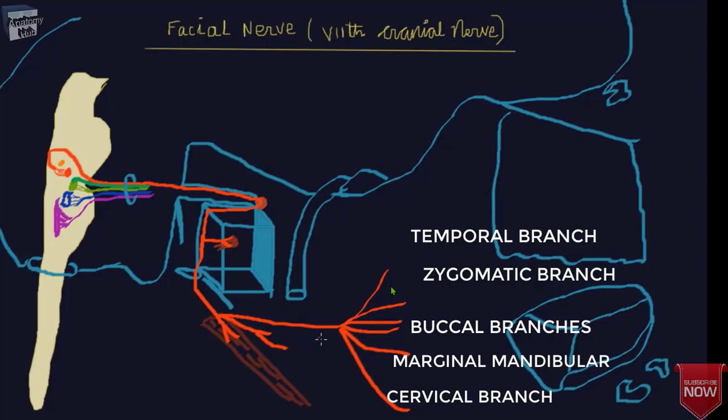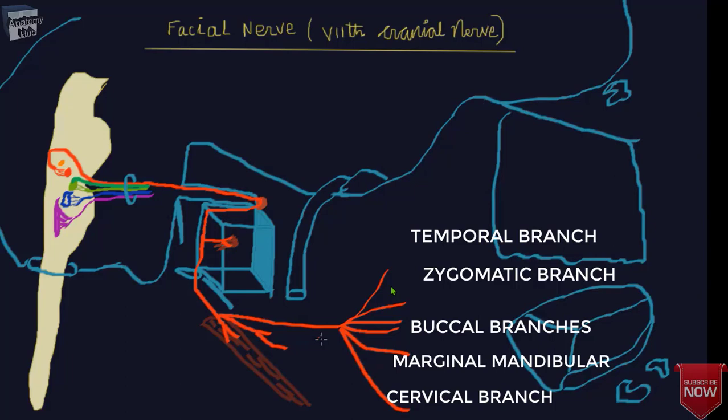It doesn't innervate the parotid gland, that you have to remember. As it exits the parotid gland, it forms the parotid plexus and divides into 5 motor branches to supply the different muscles of facial expression of the head and neck.